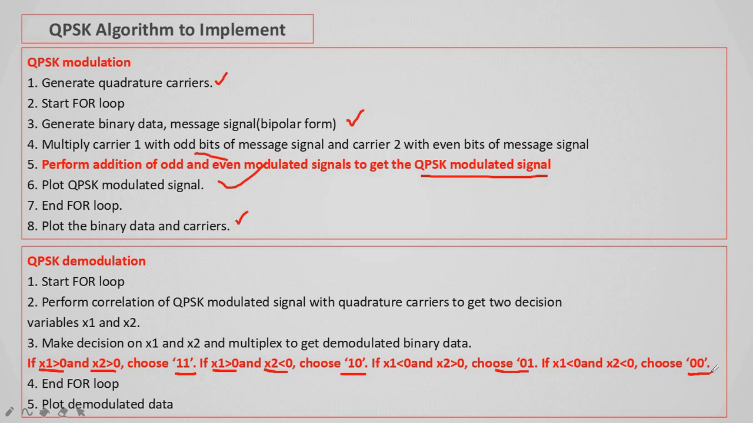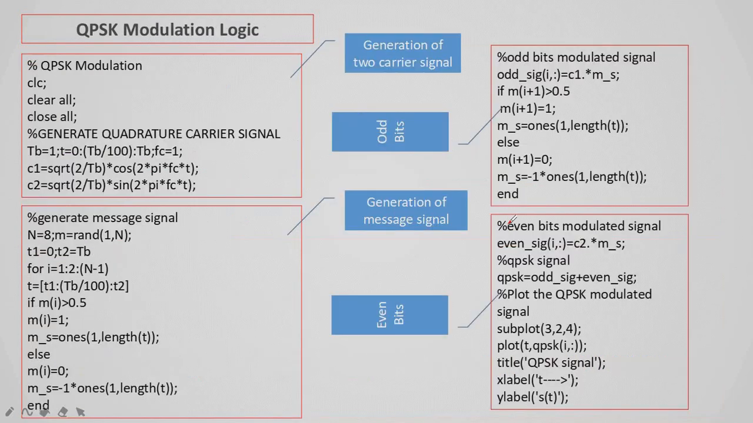Now next we will see how this algorithm is implemented, for the modulation function as well as the demodulation function. So here is the logic behind how we are going to implement the QPSK signals. First, you have to generate 2 carriers. In the program: QPSK modulation, clc, clear all, close all. Then you have to generate the quadrature carrier. In QPSK we require 2 orthonormal functions, so first we have to define those 2 orthonormal functions.